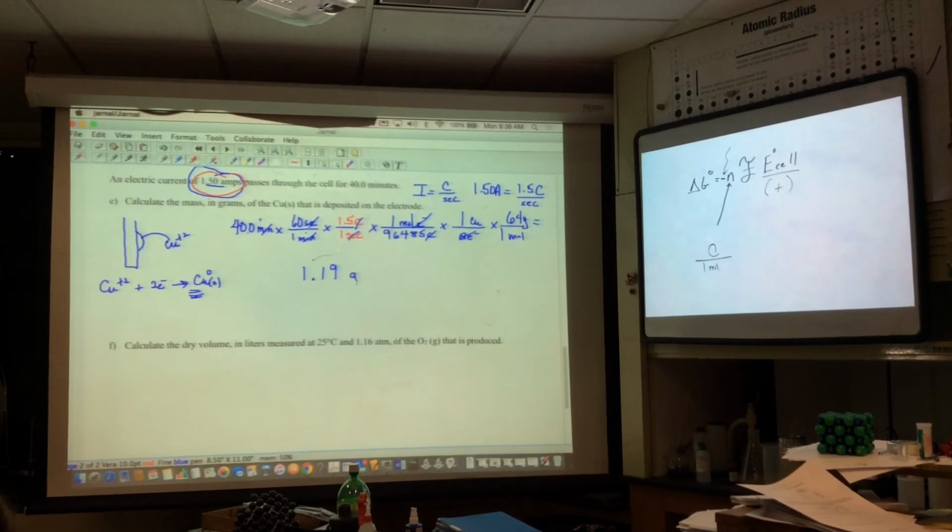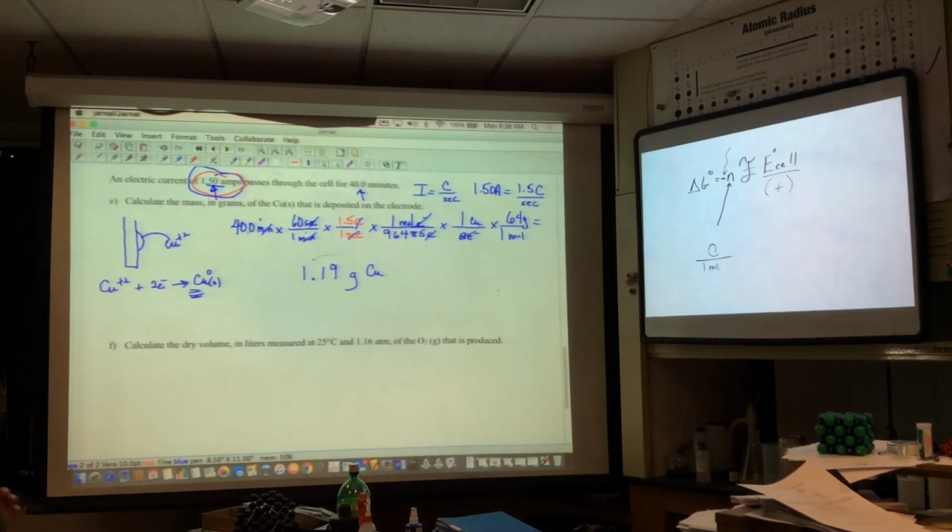1.19 grams. Why? This was measured. This was measured. I'm using 3. I think they use 1.2 in the key, but this is all good right here. And this is grams of copper. Remember that? Okay, that's been a while.